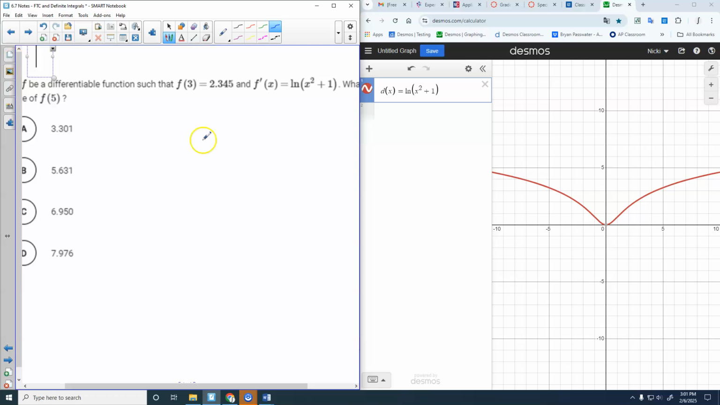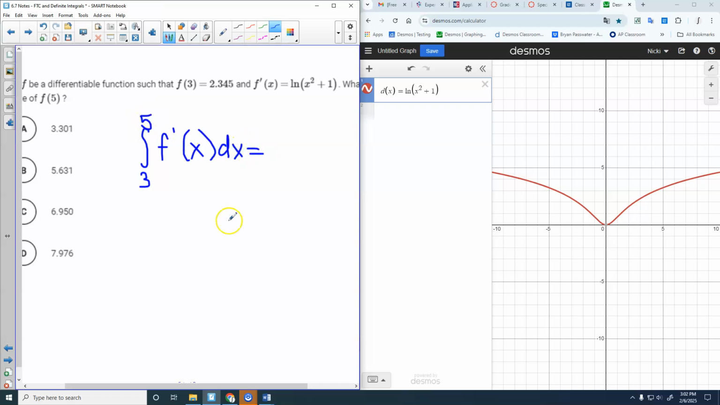Okay? So the way that we would set up this problem is, I don't know f at all, nor can I find the value of f. But if I integrate f prime of x, what will I get when I integrate f prime? I'll just get f of x, right? So I know f of 3. I'm trying to find f of 5. So it would be possible for me to integrate this from 3 to 5.